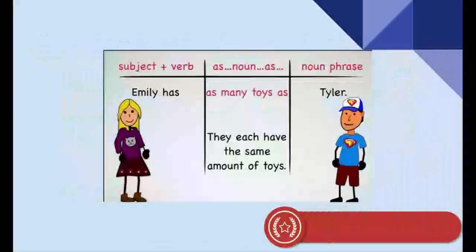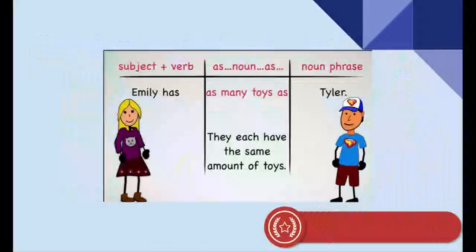For example, Emily has as many toys as Tyler. They have the same amount of toys. Emily has 10 toys, Tyler has 10 toys. The same quantity.